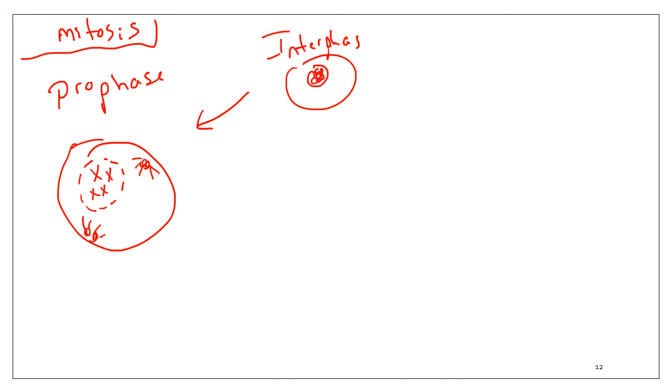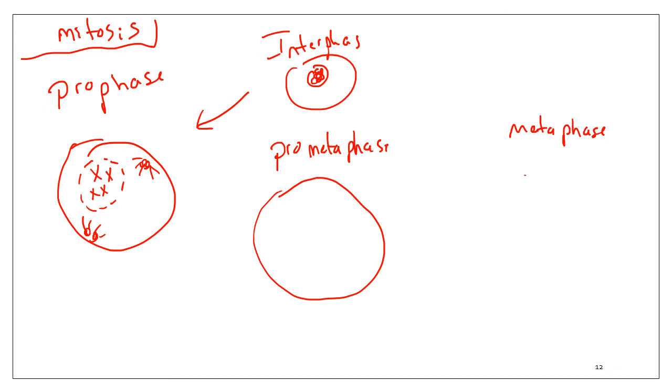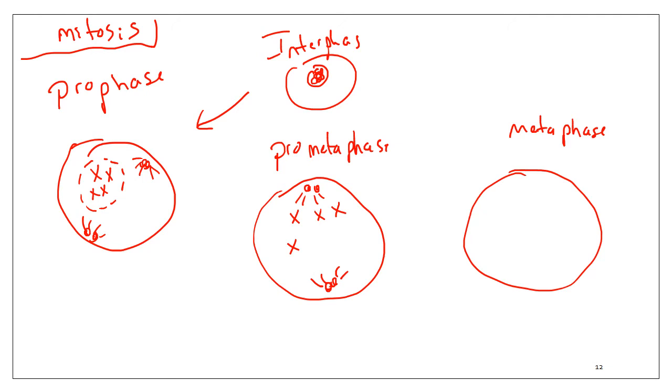Now, I'll go ahead and show you prometaphase. And then I'll show you metaphase. So prometaphase looks kind of like this. Let me just kind of space things out real quick. Prometaphase is going to be when these X shapes start to move, right? And these spindly fibers start to move a little bit more as well. That's all that is, just the transition from prophase to metaphase.